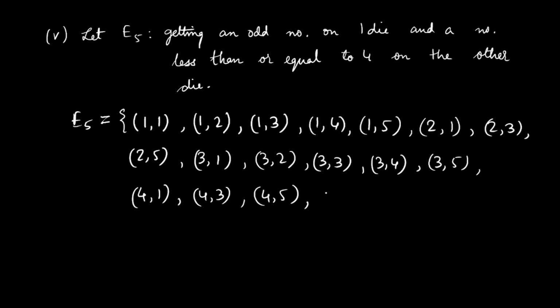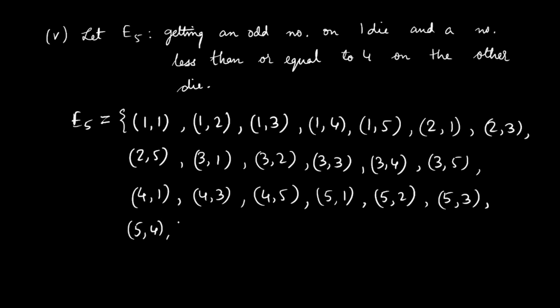So let's check for 5. 5, 1. 5 is an odd number. 1 is a number less than or equal to 4. So this is possible. For 5, 2, 5 is an odd number. 2 is a number less than or equal to 4. 5, 3, 5 is an odd number. 3 is a number less than or equal to 4. 5, 4, this is also possible. 5, 5 is not possible because neither of them is less than or equal to 4. So 5, 6, that is also not possible because neither of them is less than or equal to 4.